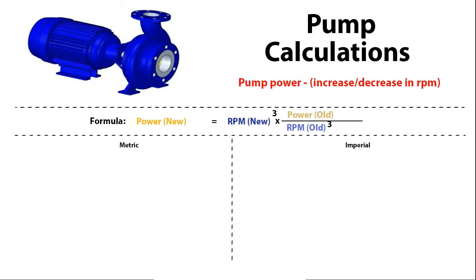So the next one we'll look at is the pump power, and that will be how to calculate what the new pump power would be should you increase or decrease the revolutions per minute of the pump, or from the motor. To do that, we can use this equation here. The new power is equal to the new revolutions per minute cubed, multiplied by the old power, divided by the old revolutions per minute cubed as well.